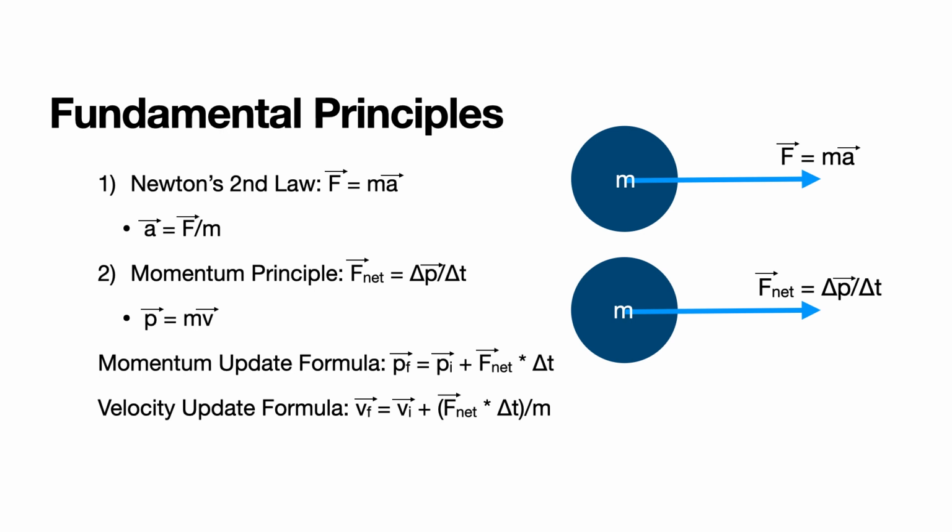The momentum principle tells us that in an isolated system, momentum is conserved for any interaction between two objects. Incorporating these two physics principles in my model with the velocity update formula, obtained by dividing both sides of the momentum formula by the mass of the object, I can predict the motion of my chosen object over time.